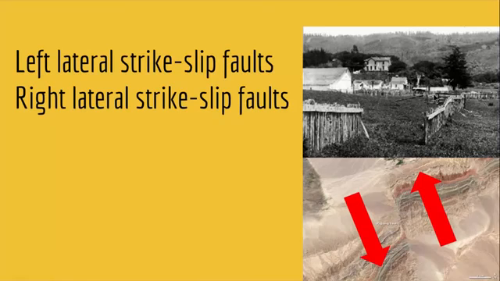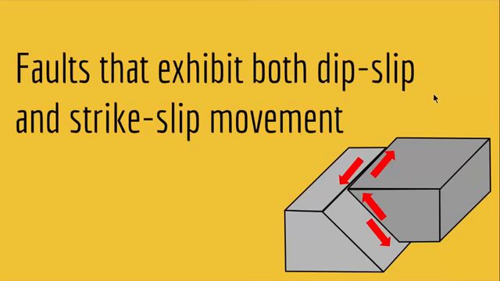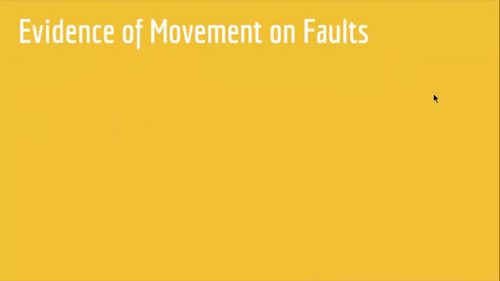The last type of fault that we have is oblique slip faults. So what is an oblique slip fault? Oblique slip faults are faults that exhibit both dip slip and strike slip movement. So we had strike slip faults, we had dip slip faults, and we have oblique slip faults. And now talking about something else, and that is evidence of movement of faults. What type of evidence do we have of movement on a fault?